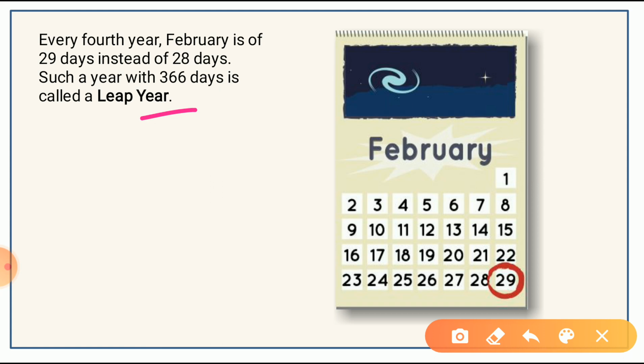Actually, Earth takes 365 days and 6 hours to complete a revolution. But for the sake of convenience, we consider that year consists of 365 days. The 6 hours that are ignored make one day, that is 24 hours, over a period of 4 years. This one day is added to that year in the month of February. Therefore, after every 4 years, February has 29 days and that year is known as leap year.